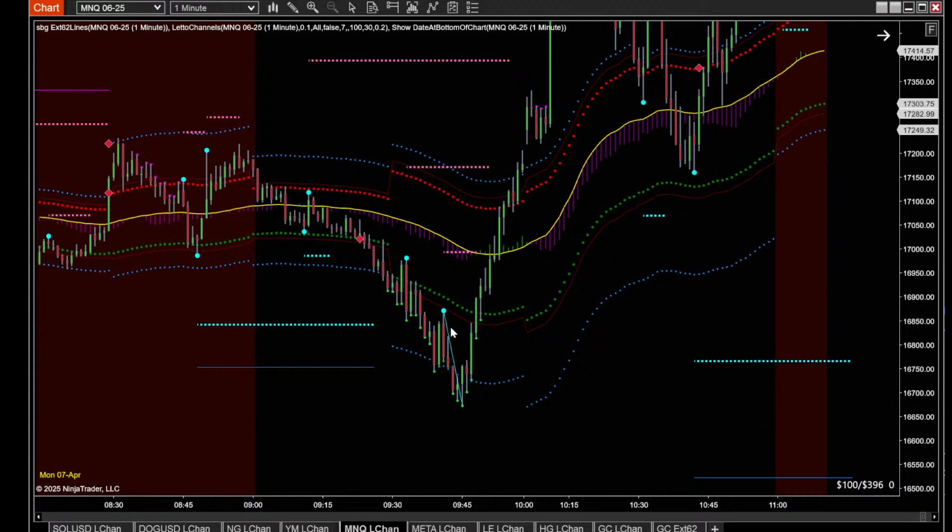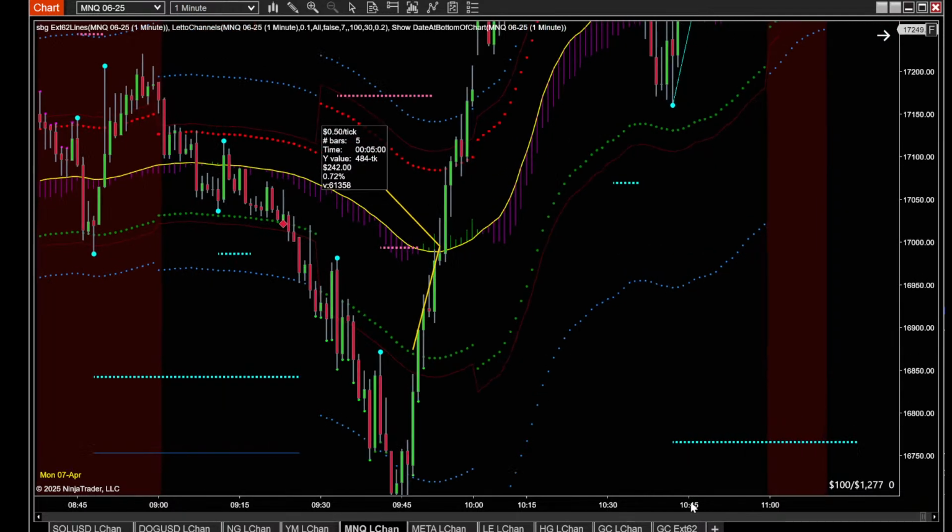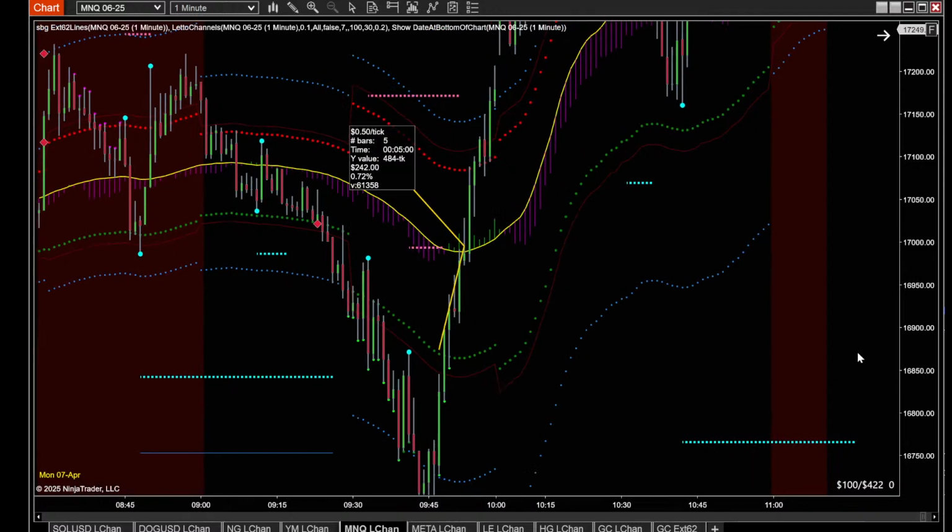Our risk is showing at $396 down from that high down to that low. We go long, we buy at a breakout of that dot, boom, we hit that dot and we're out just a few minutes later. 5 minutes later, we're out with a $242 gain. You can see that. So again, we went long at a breakout and we're out at that high level, extension 62 level.